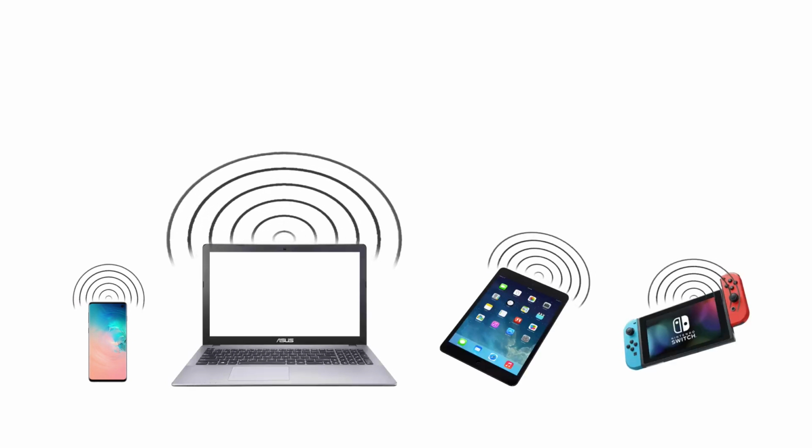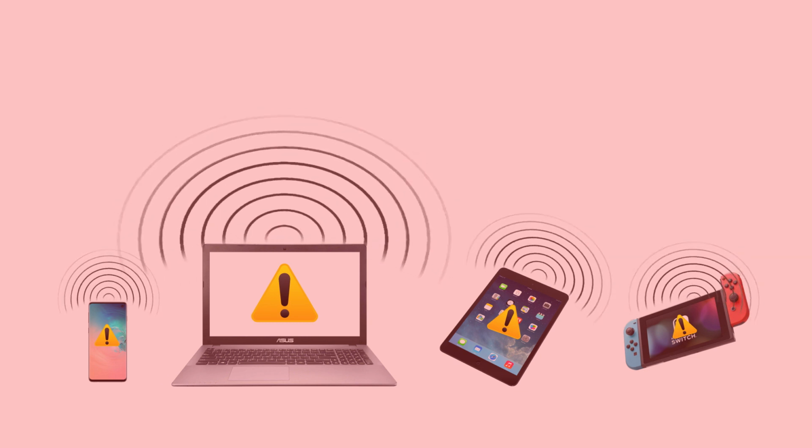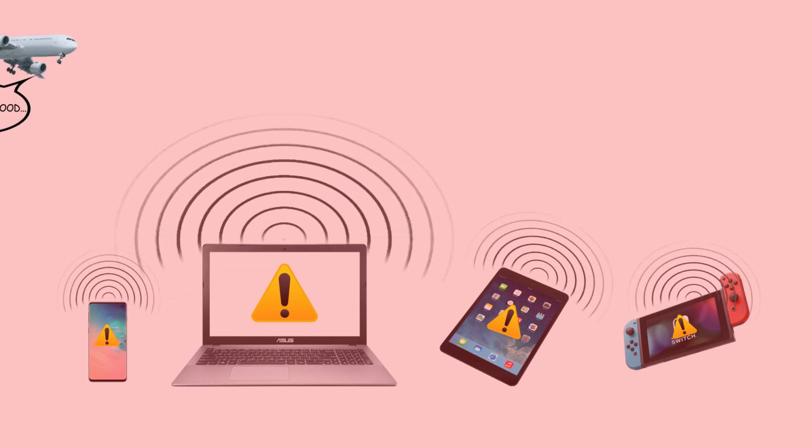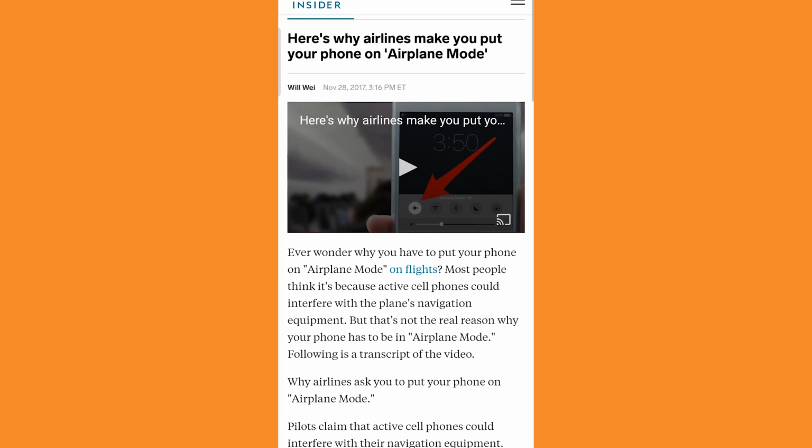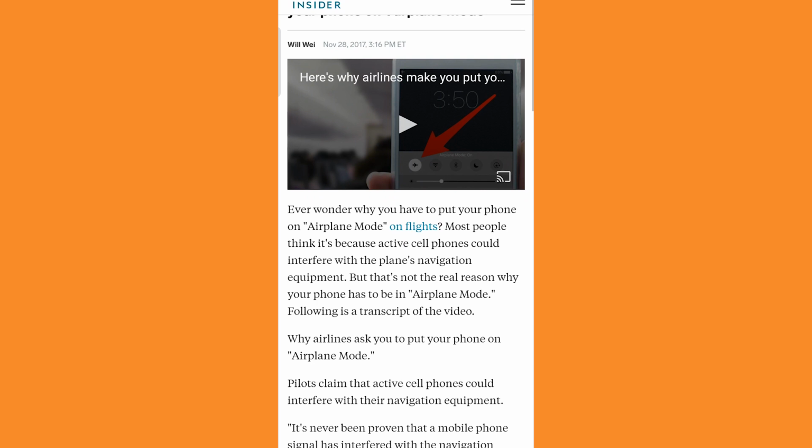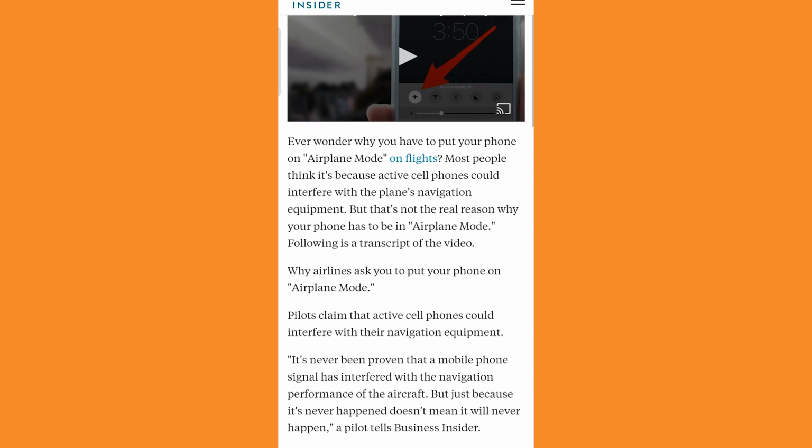And it's not just your phone sending out strong signals, it can be your laptop, tablet, and portable game consoles too. And if something wrong with any of your gadgets is causing them to emit even stronger radio waves than they normally do, the threat is even bigger. The research on the matter claims that active cell phones could interfere with airplane equipment. But this pilot tells Business Insider that it's never been totally proven that a mobile phone signal has interfered with the navigation performance on an aircraft. But just because it's never happened doesn't mean it will never happen.